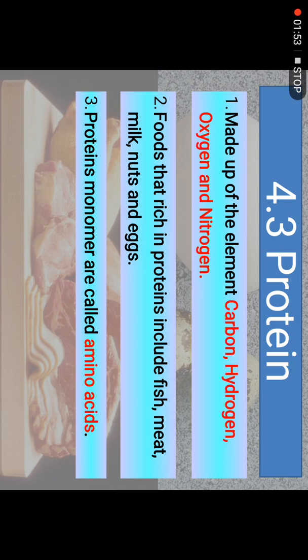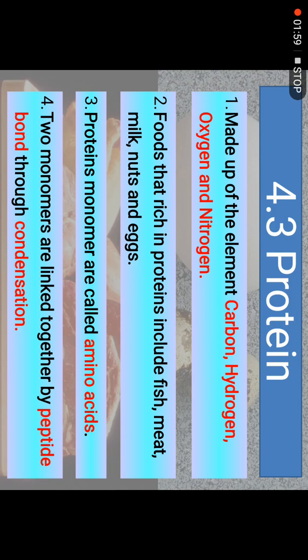Now since this is a polymer, it is made of monomers. The monomers for proteins are amino acids, and I believe you have seen this when you learned digestion, right? Protein will be digested, and the smallest unit of the protein after digestion is amino acid, which our body can absorb and use.